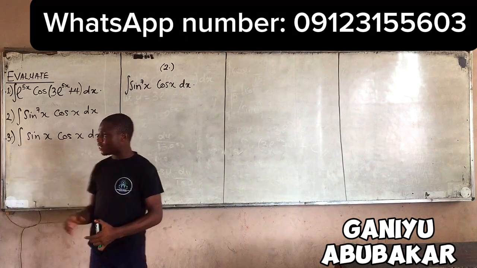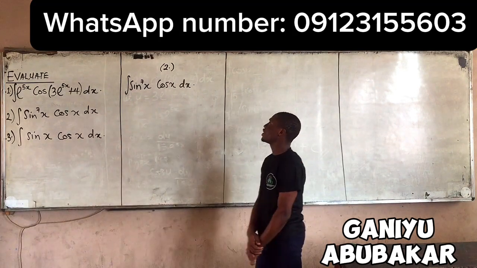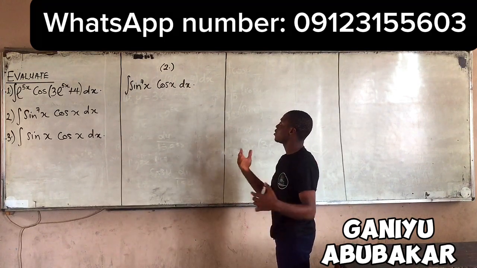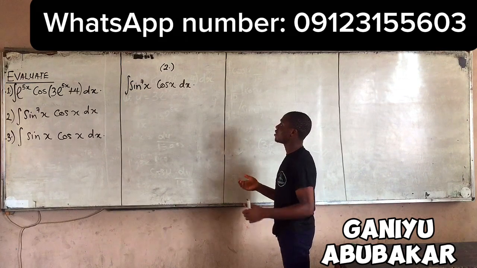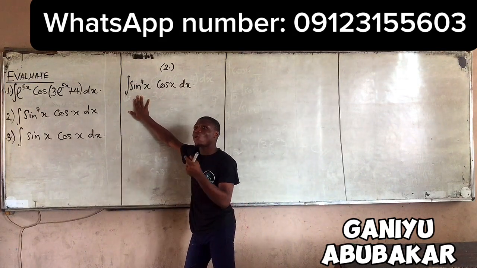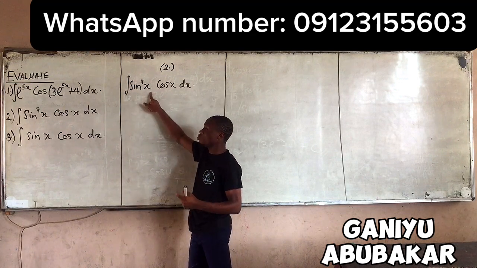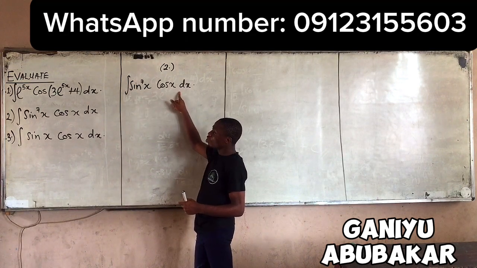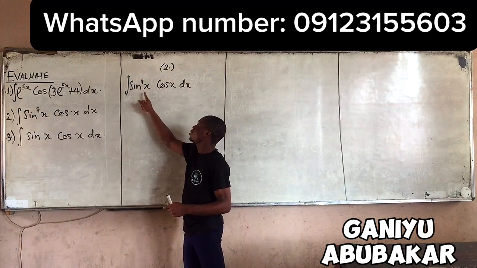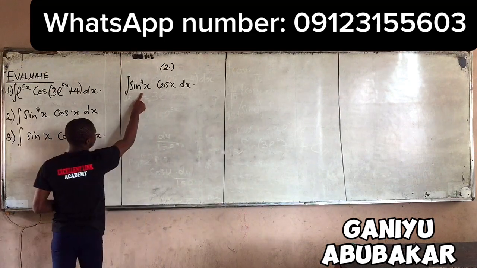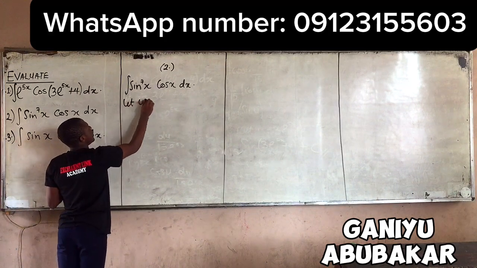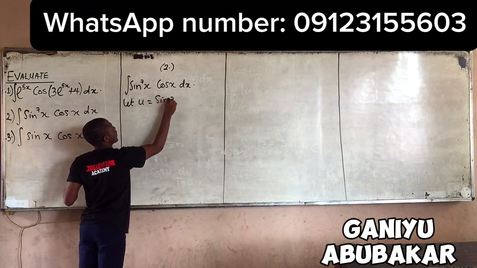Alright, let's solve this problem here. I'm having the integral of sin to the power 7 of x, times cos x, dx. So how do you solve this? Which function will I call u? Should I call sin x u or perhaps cos x u? The one with the highest power here is 7. So in other words, I'll take u to be the sine, because it has the highest power here. So let u be equal to sin x.